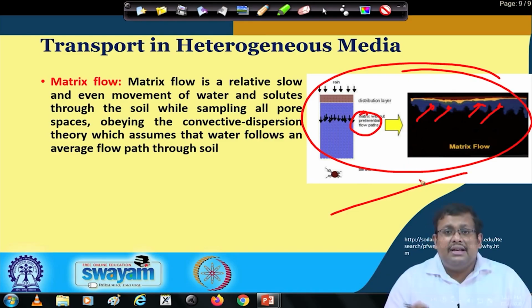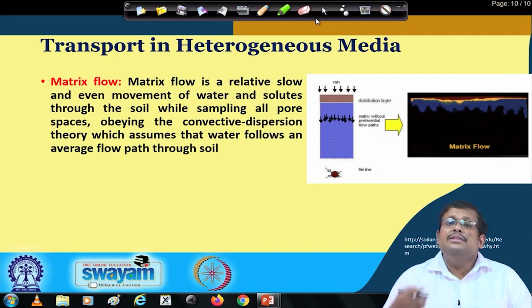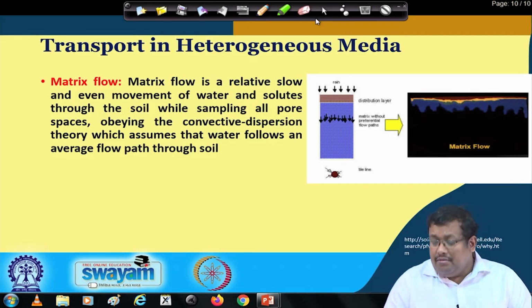So, you can understand the difference between preferential flow and matrix flow. Preferential flow always gives higher movement of different contaminants in particular zones of soil as compared to matrix flow, which is a more or less uniform movement.